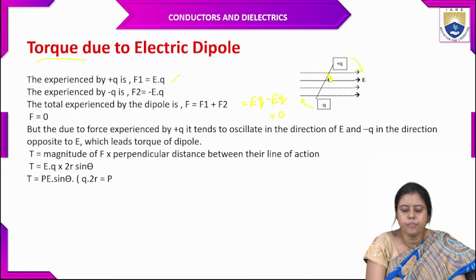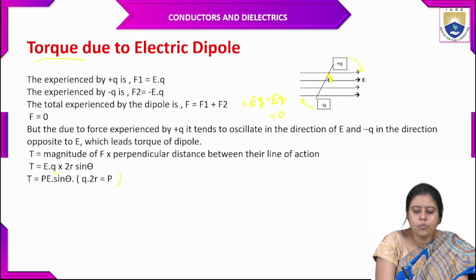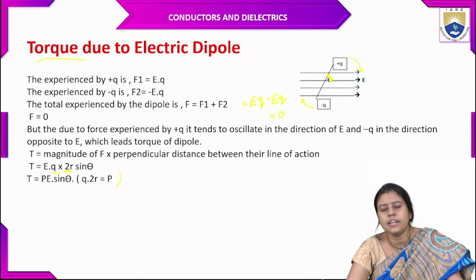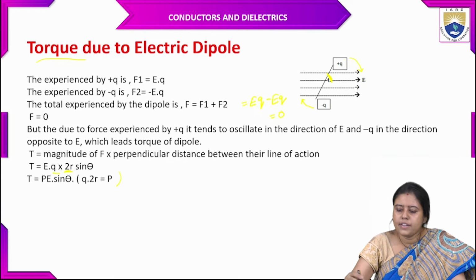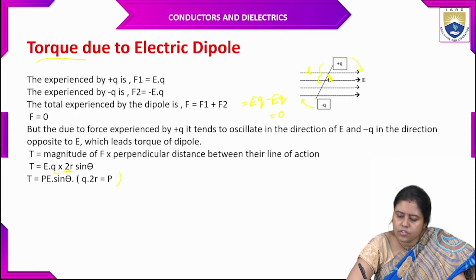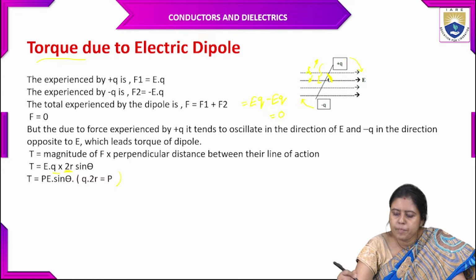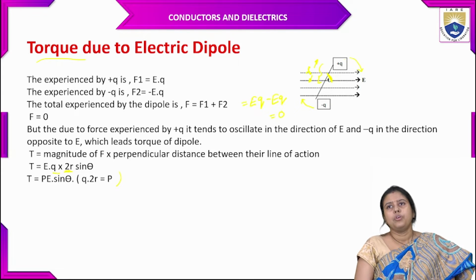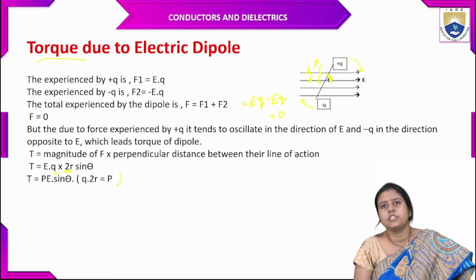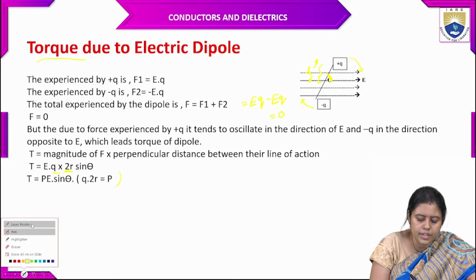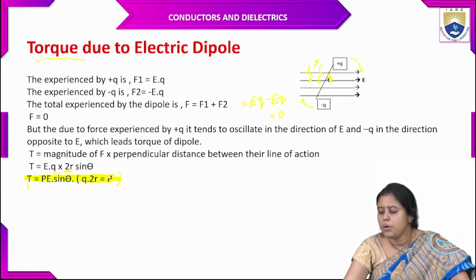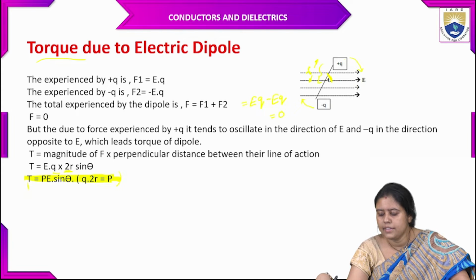So what is torque? Torque is equal to Q into 2R, which is the dipole moment P, into E sin theta. So what is R? R is the distance from the middle point to Q. So we got this equation for the torque due to the electric dipole. The value of the torque of the electric dipole is T is equal to PE sin theta.